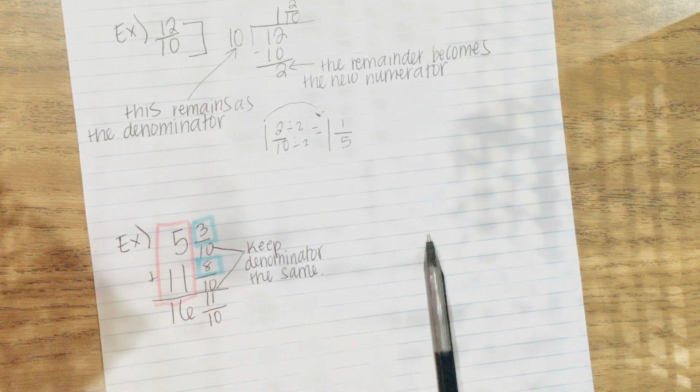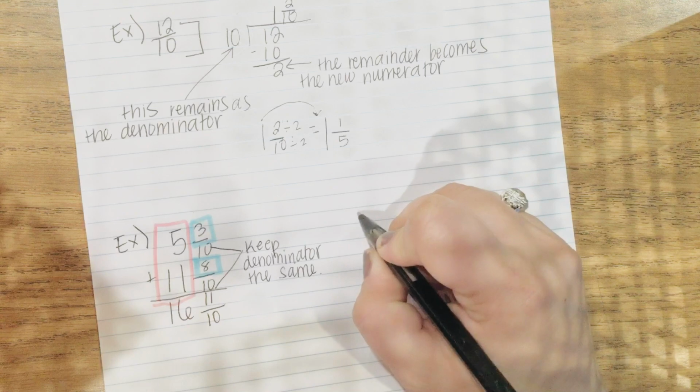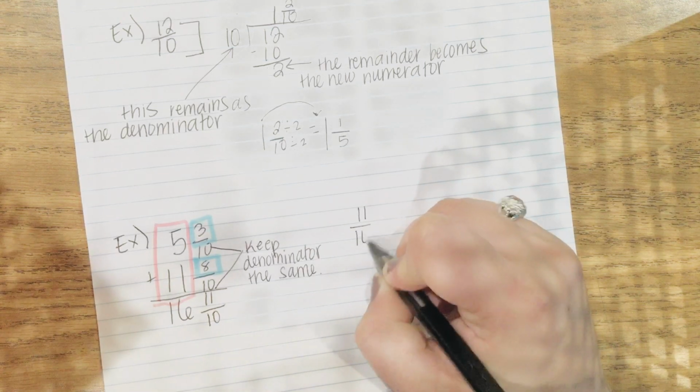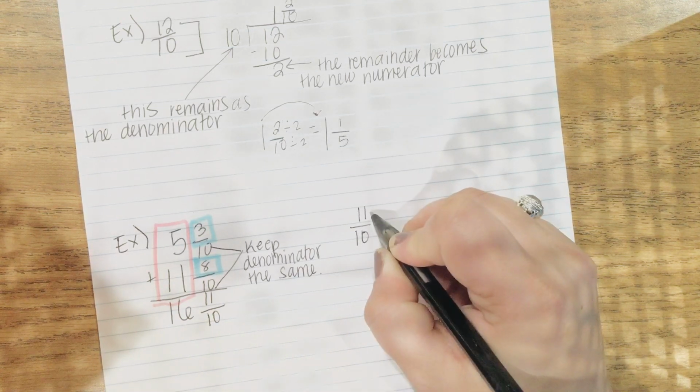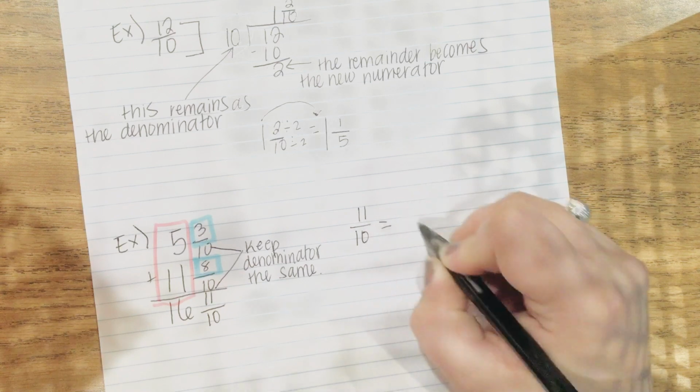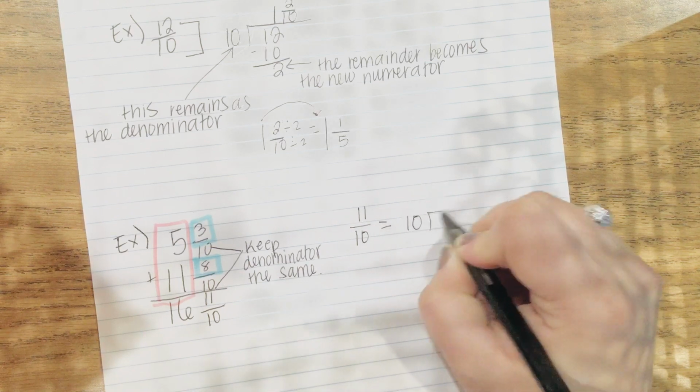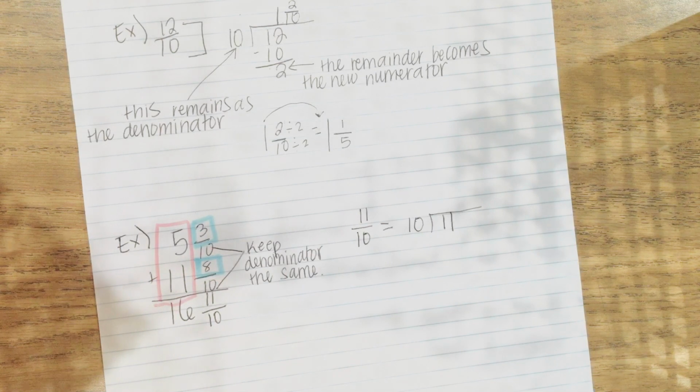So let's do the work right here. I'm going to change 11/10 to a mixed number. Our numerator becomes the dividend. So I'm going to do 10 into 11. I'm going to give you a chance to write that down if you haven't already.